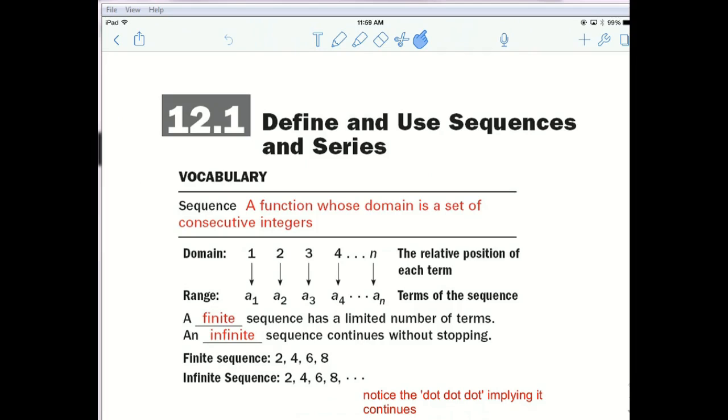The first thing to define is a sequence. A sequence is just a string of numbers. Typically, we will look at integers, but we can have anything as our range. Our domain, though, is going to start at 1. So the first term is like an input of 1, and then you output whatever that term is.